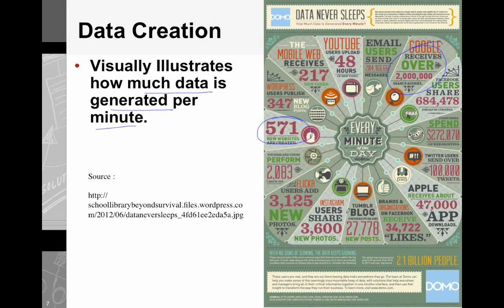In a minute, 3,600 new photographs are being shared by users at Instagram. In a minute, about 47,000 apps are being downloaded. 27,778 new posts are posted at Tumblr. As you can see, there's a lot of data being generated within a minute. All this data needs to be processed and analyzed to make sense of it. And by the way, this chart is from 2012. These numbers are probably growing dramatically if you look at a similar chart today.